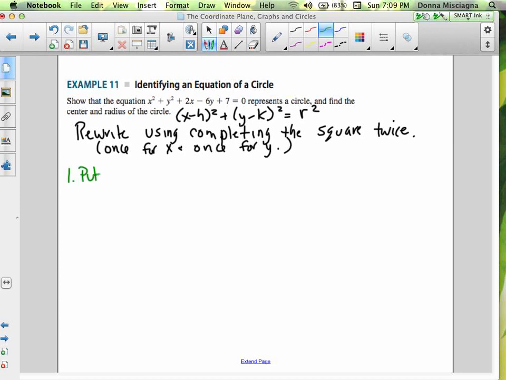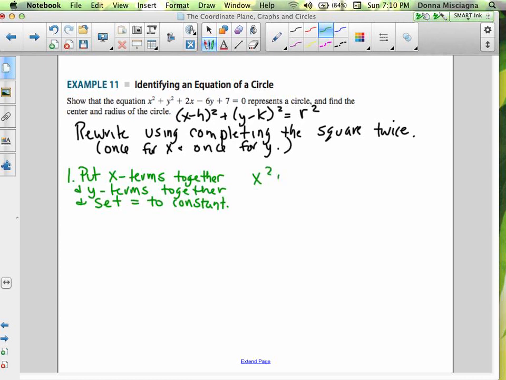So put x terms together and y terms together. And set equal to the constant, whatever the constant term is, even if that constant is 0. All right, you want to move that constant term. All right, so I'm just going to move the x. So I've got, I'll just write the whole equation. X squared plus y squared plus 2x minus 6y plus 7 equals 0.